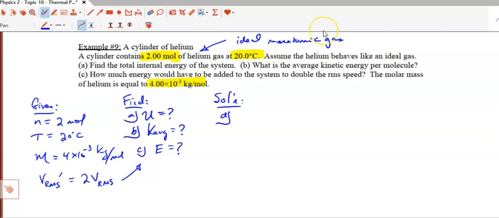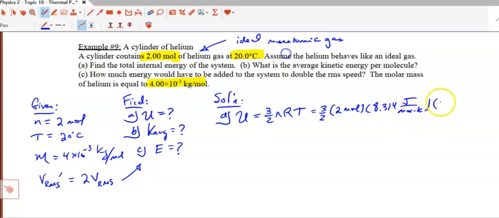For ideal monatomic gases, we can calculate the internal energy using the formula U equals 3/2 nRT. So we just plug in 3/2 multiplied by 2 moles, multiplied by the gas constant, which is 8.314 joules per mole Kelvin. I'm using Kelvin, so the temperature needs to be converted from Celsius to Kelvin. Remember, you need to add 273.15 if you want to be more exact. So it's 20 plus 273.15, and this is all in Kelvin.